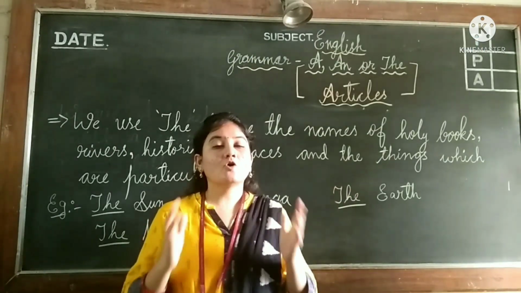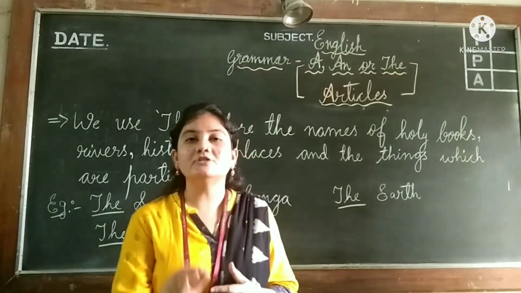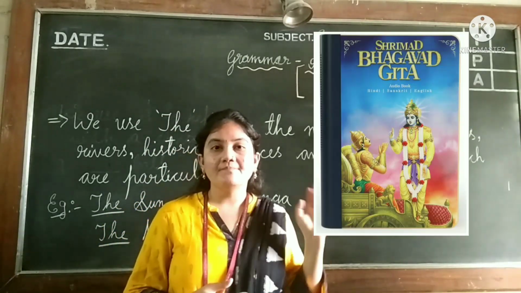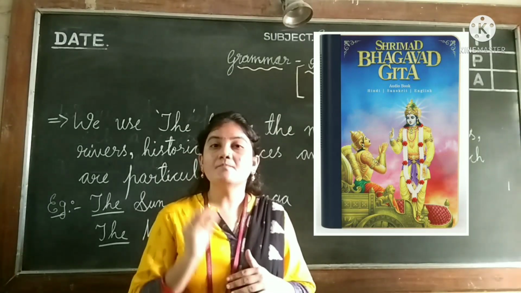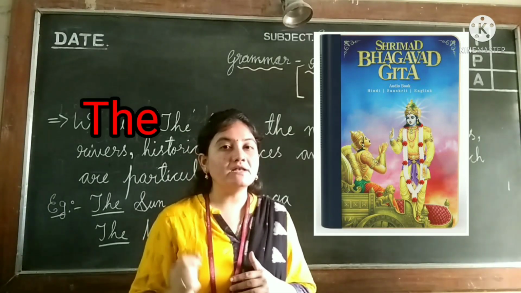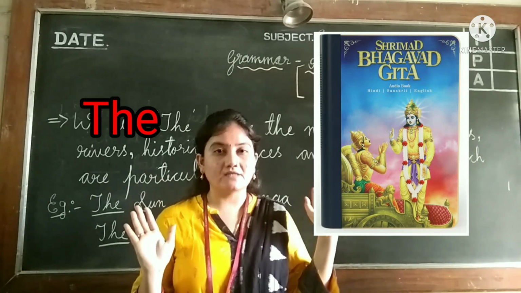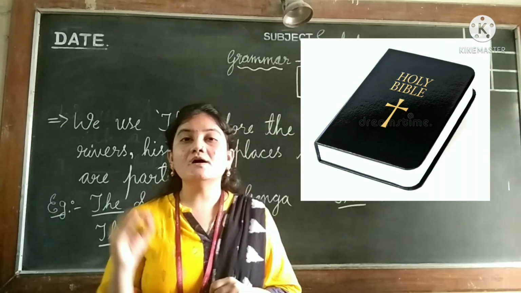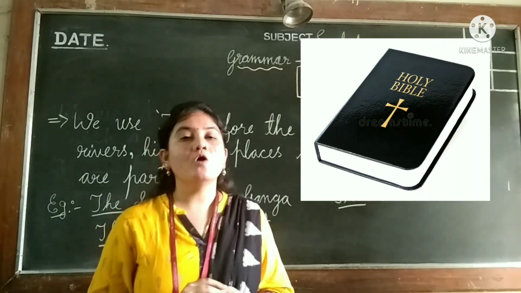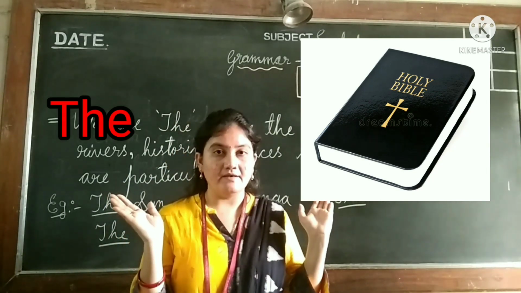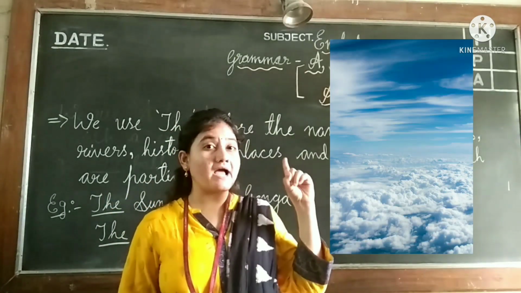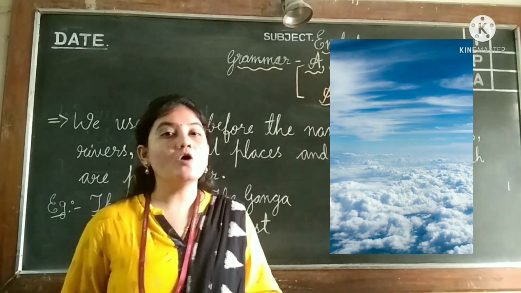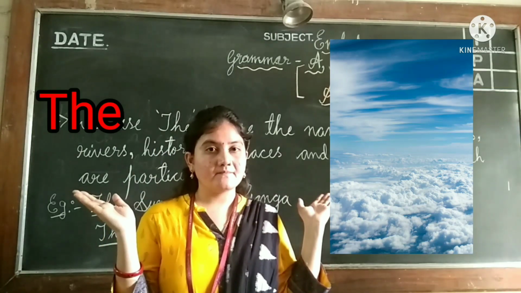Now next. So the things which will be given a particular name, such as books. Now can you tell me? Bhagavad Gita is a particular book name here. So we'll use the Bhagavad Gita. Okay. Then Bible. Bible is also a particular book name. So we'll use the Bible. Children, you might have seen the sky, isn't it? Sky is a particular thing here. So we'll use the sky.